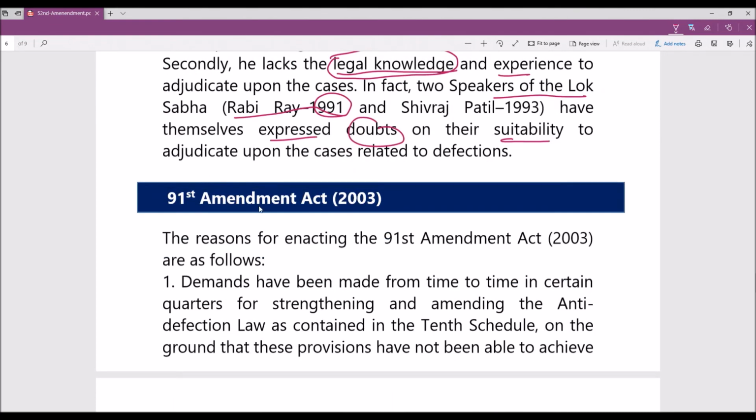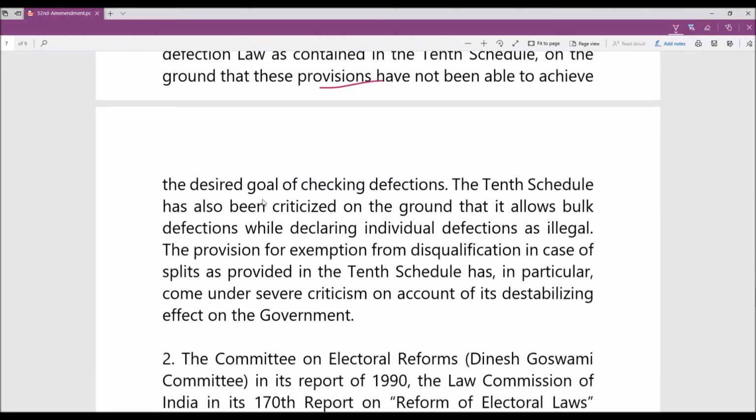So what happens in the 91st Amendment? Let's see. The reason for the 91st Amendment is that demands have been made from time to time from certain quarters for strengthening and amending the anti-defection law in the 10th Schedule, on the ground that the provisions have not been able to achieve the desired goal. So why is the 91st Amendment done? Because we have seen this law is not achieving the desired goal. So we have made some changes. So what are these changes? Let's see them.